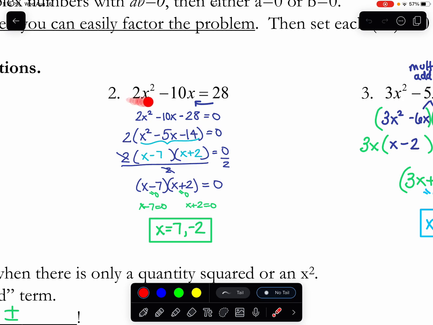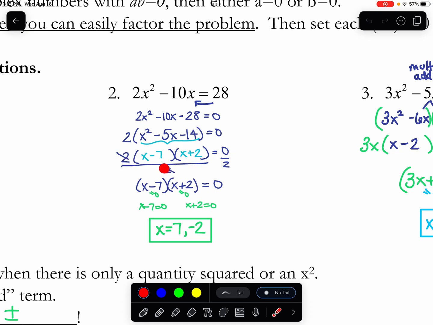So what we can do then is take any quadratic, make sure we set it equal to zero, so bring all the terms to the left-hand side, in this case subtracting the 28, and then we can get to work factoring the quadratic. So in this quadratic we can factor out the 2. What's remaining is two numbers that multiply to negative 14, add to negative 5, so that's negative 7 and 2.